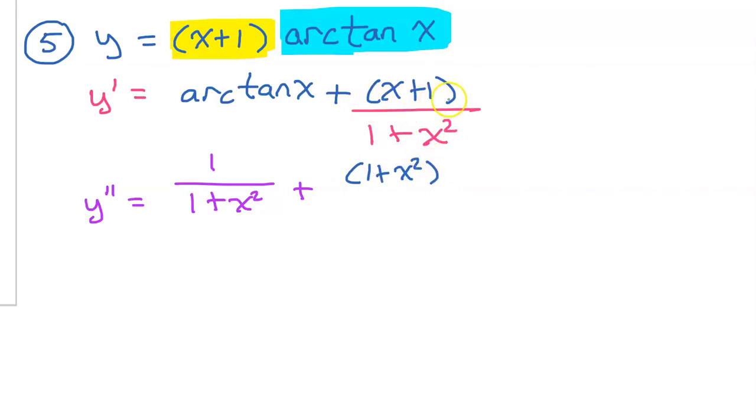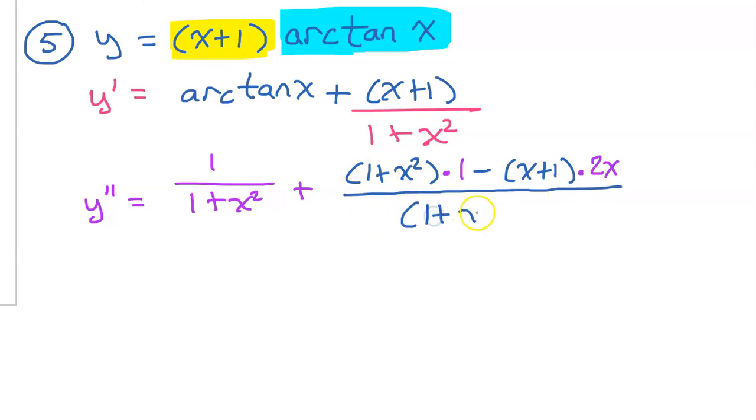D high means the derivative of the numerator, which is just 1. So that's low d high. Less means subtraction. Low d high less high d low. High is just the numerator. And then d low means the derivative of the denominator. The derivative of 1 plus x squared is 2x. Draw the line, and down below, the bottom squared will go. So 1 plus x squared squared.